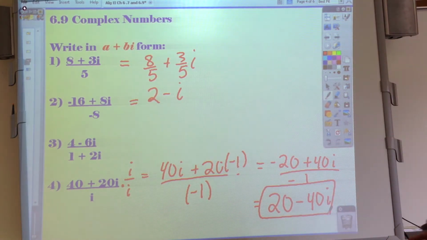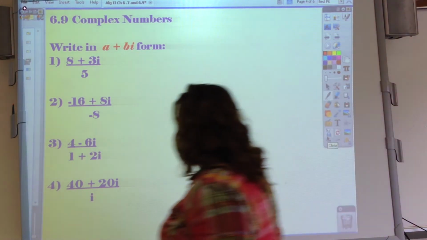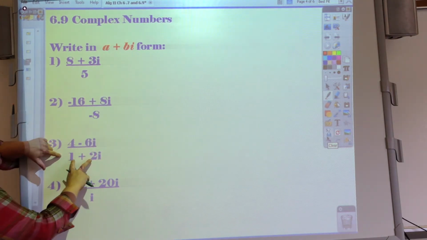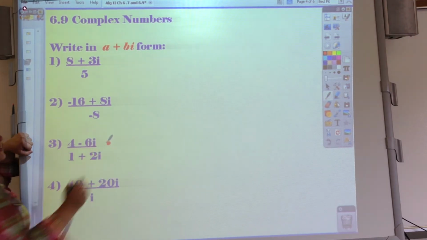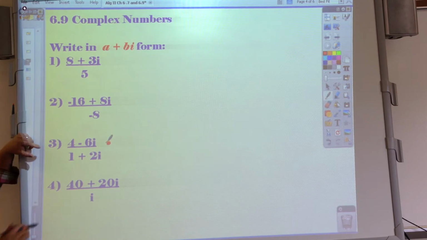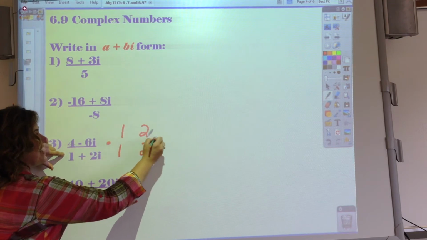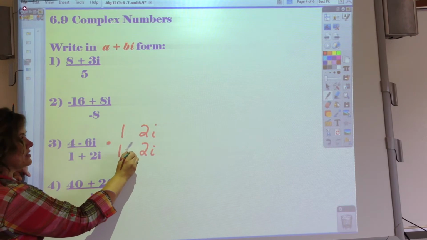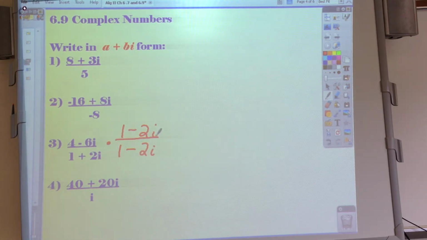All right, I'm going to erase the board and attack number 3. It's a little bit more difficult. In number 3, I can't just multiply by i top and bottom in order to clear it because I have terms down here. Whenever you have terms, you're going to have to multiply by something called the complex conjugate. That means your terms are going to stay the same, and the sign in between them is going to change. This was plus, now it will be minus. If you don't get this down in this example, don't worry, I have another one coming up later.